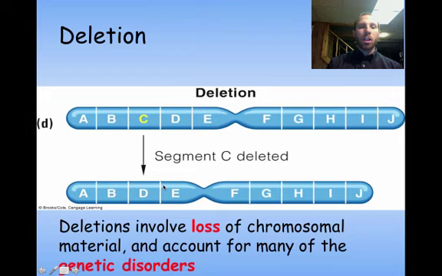And last but not least, we have a deletion mutation. In a deletion, one gene segment or several gene segments are deleted. Deletions involve the loss of chromosomal material, and actually this is one of the more common chromosomal mutations. It leads to many of the genetic disorders that we experience in the human population. Segment C being deleted here, so instead of A, B, C, D, E, it's A, B, D, E. So we're missing a section of the chromosome, which obviously when you're missing DNA, you're not producing some of the proteins that you need, and you're going to be missing some traits that could be necessary for life or just for normal function within the life.